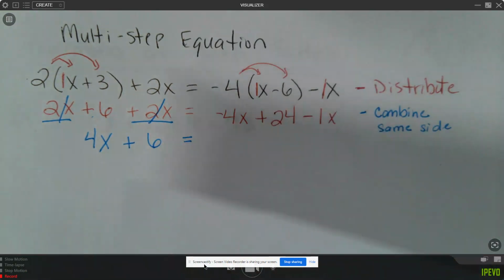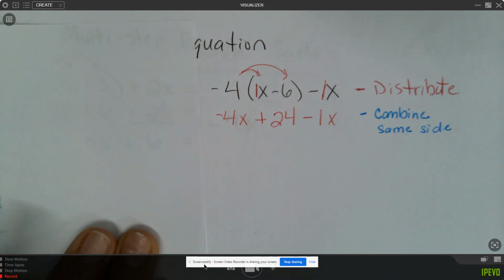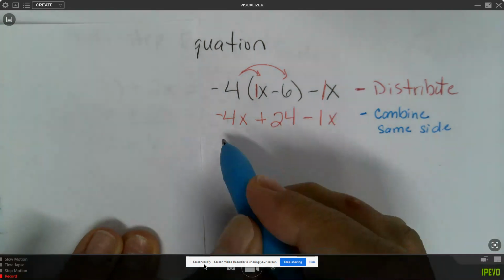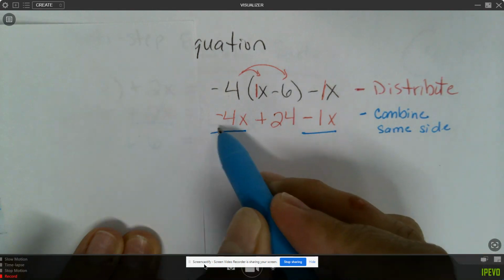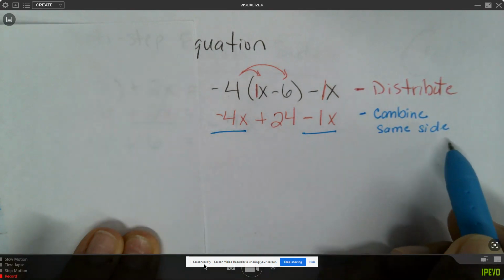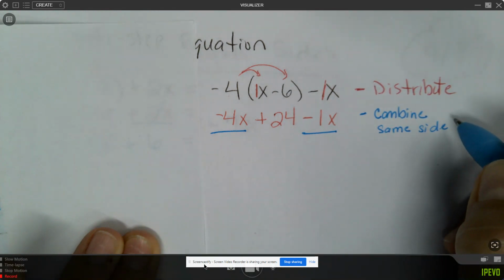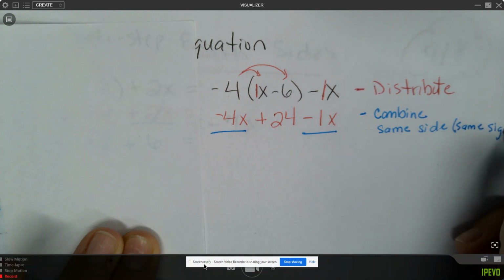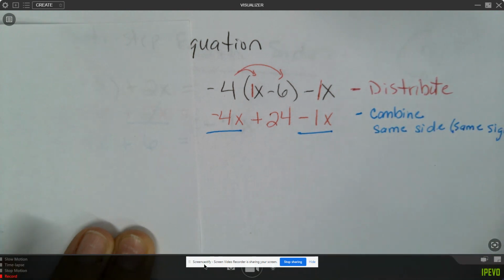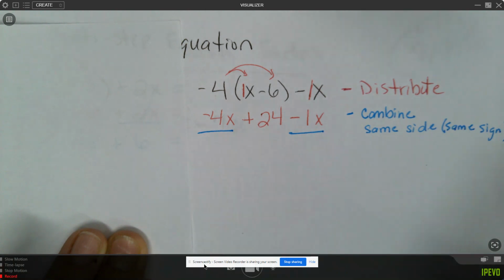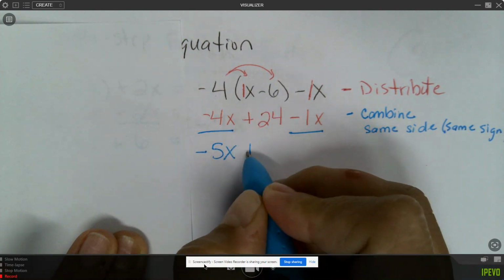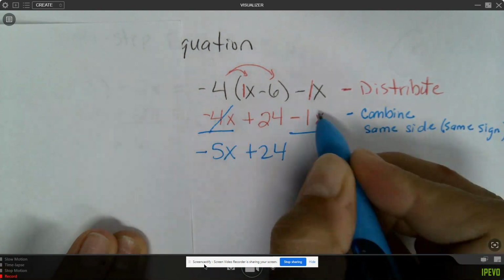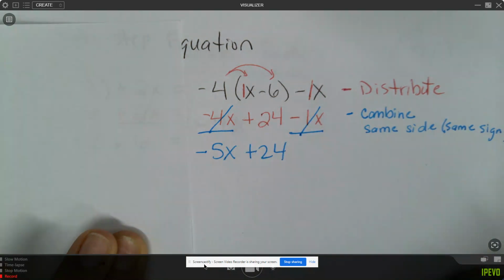Now I'm going to look at the right-hand side the same way. Do I have anything that's alike on that side? Again, I have an x with an x, so I have a negative 4x and a negative 1x. And notice I took the signs with them. On the same side, you're going to use the same sign. So remember, same sign. We don't do inverse at this time because we're not going across the equal sign. No inverse. So negative 4x minus 1x is a negative 5x. Then just bring down the plus 24. Then bring down what you haven't used.